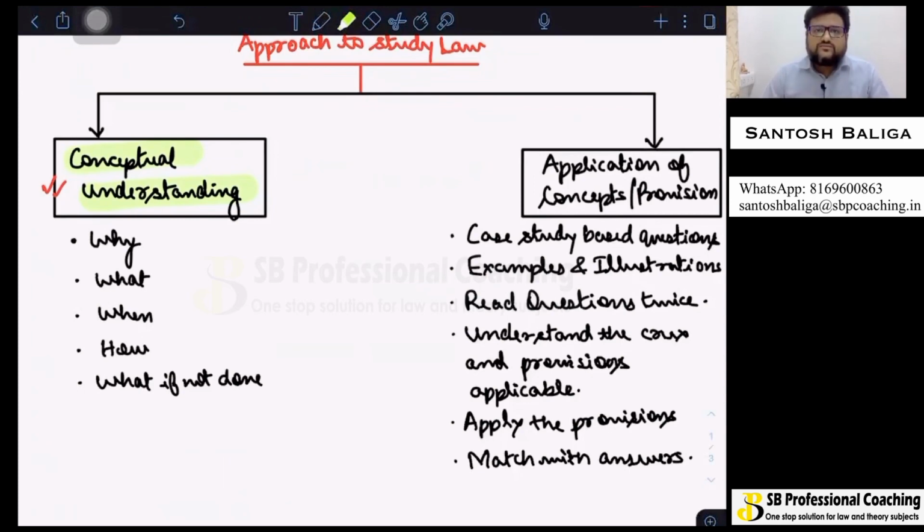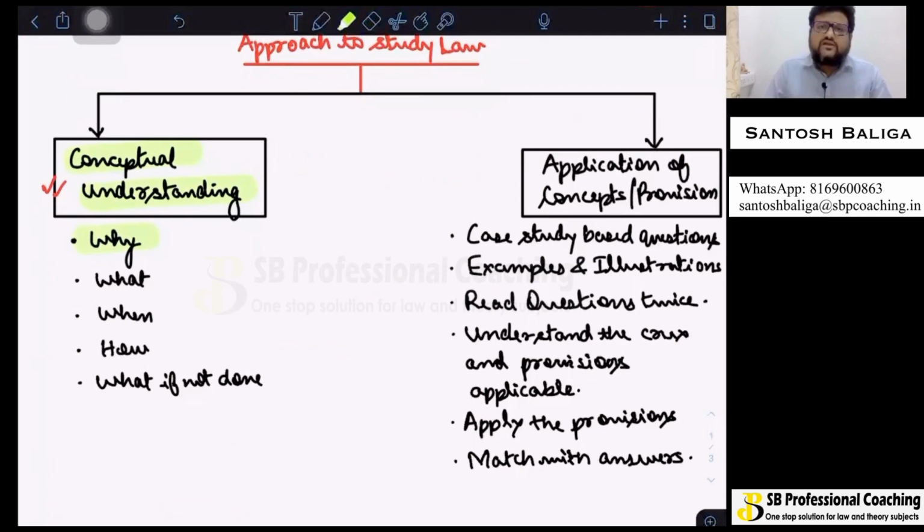Absolutely not. Like any other practical subject, like you do accounts, you do costing, only by reading the theory would you be able to understand the concepts of costing or the concepts of taxation, concepts of accounts? No. What you will have to do is that you will have to ask some questions whenever you are doing some provisions. The questions will be, why such a provision has been put into the Companies Act?